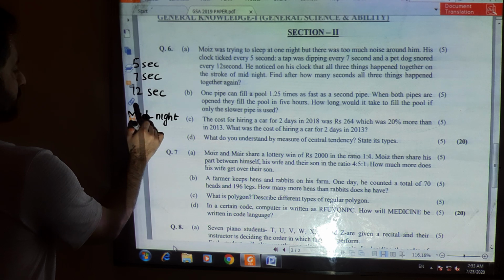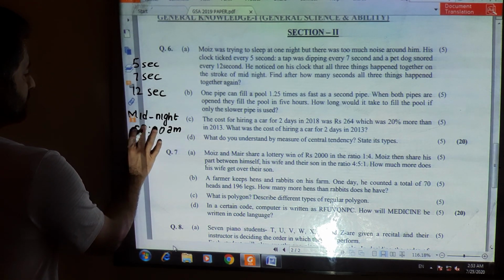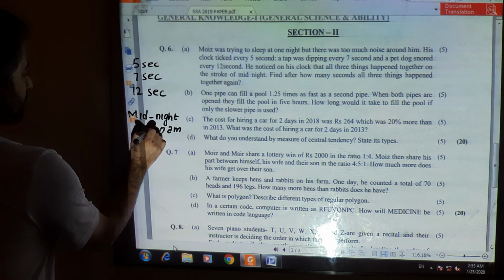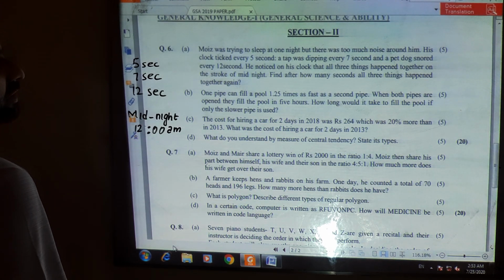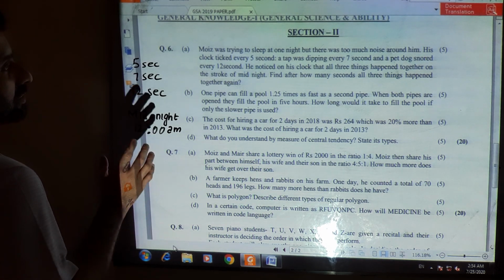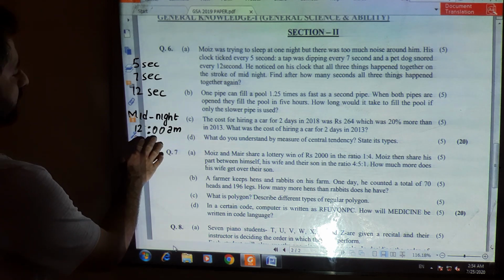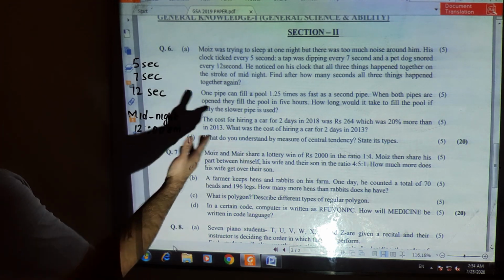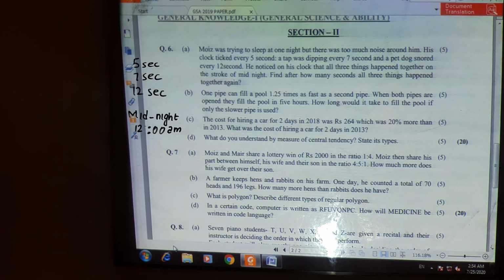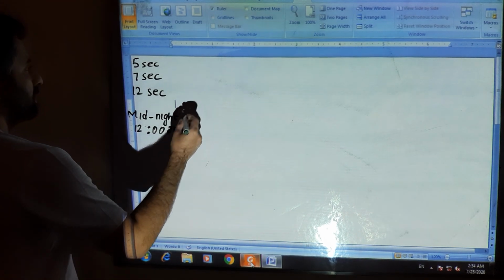Well, that is 00, that is 12 AM. Okay, so find after how many seconds all three things happen together again. So we have to find the time after 12 AM when all of these three events will happen again. Well, that is a question from LCM. So just take the LCM of the factors.